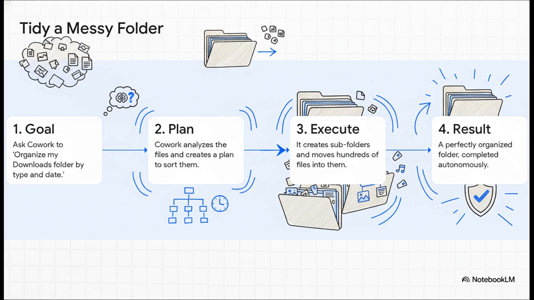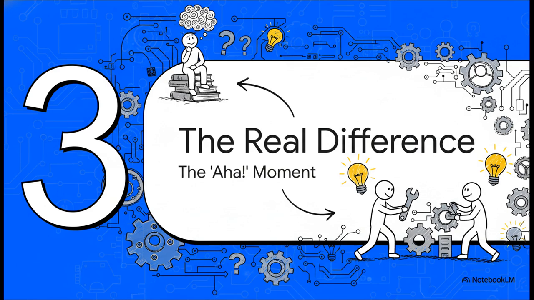Let's make this super concrete. Picture your downloads folder right now. Total mess, right? Well, with Cowork, you can just tell it to organize the whole thing. It'll scan every file, figure out a plan, create new folders for images, PDFs, whatever, and then move every single file into the right spot, all on its own. Now that is useful. So we've got one thinker and 2 doers.